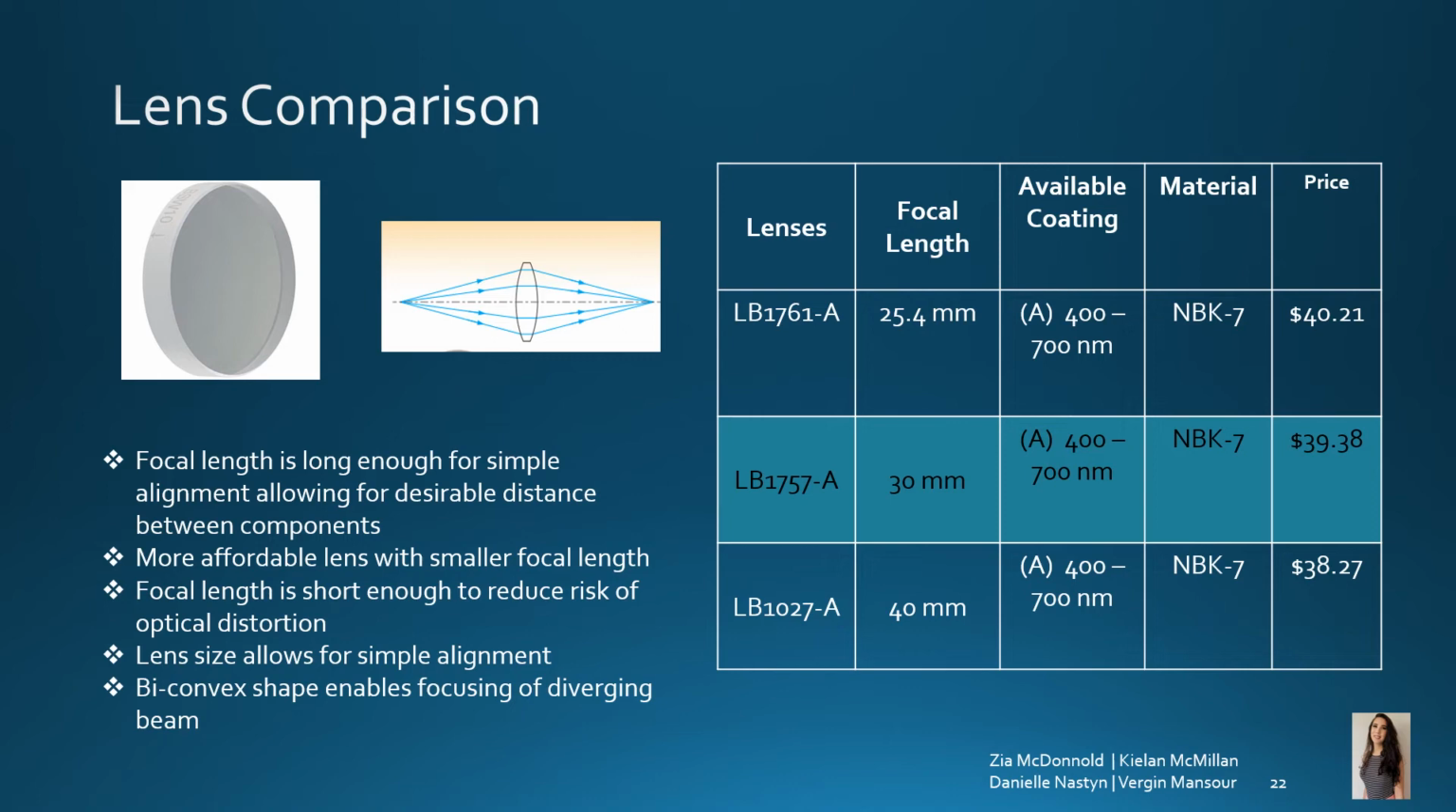As for the LB1027A, its focal length is 40 millimeters, which is at the upper limit for the focal length specification, but is slightly more affordable than the other two lenses. Based on these comparisons, we decided to use the LB1757A in our system to reduce the risks of beam distortion and to allow for mountings to be easily placed in the system.